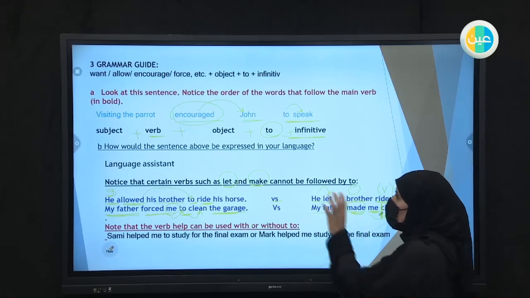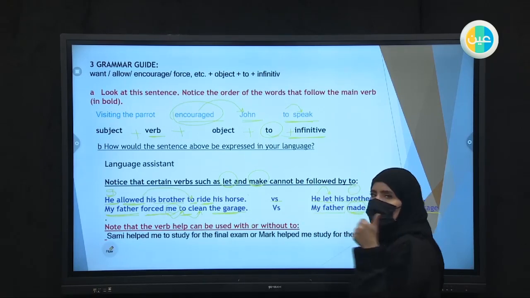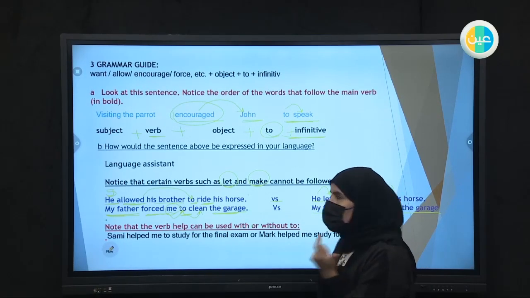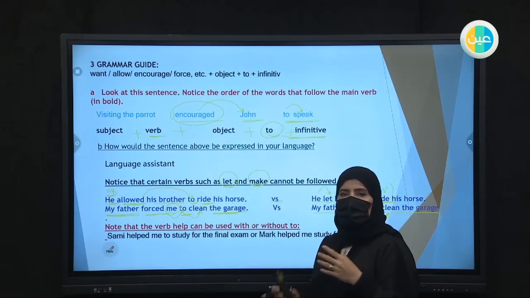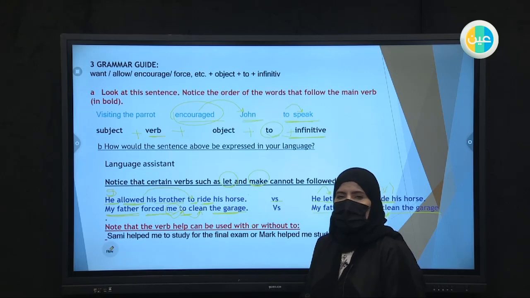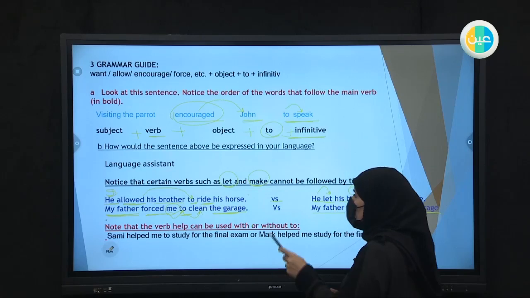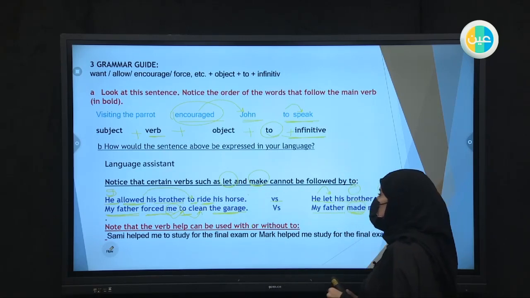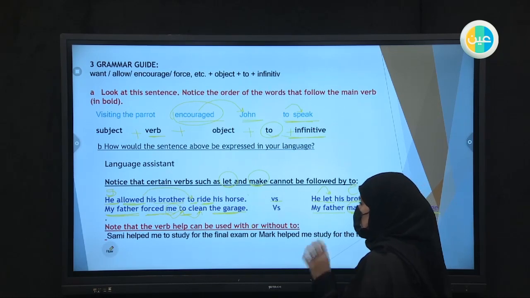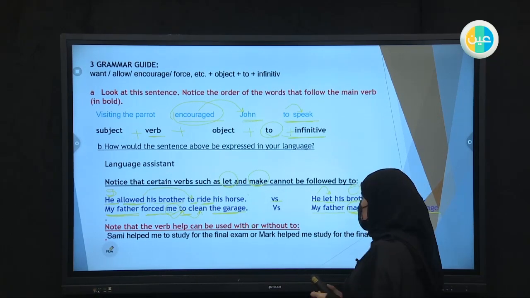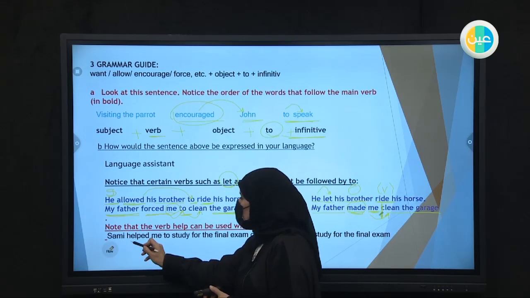It's so super easy that when you really remember this pattern, and you remember the verbs themselves, want, allow, encourage, force, you can generate your own sentences. Note that the verb help can be used with or without to. As I told you, some specific verbs can be used with to or without to. Like what? Like the verb help.